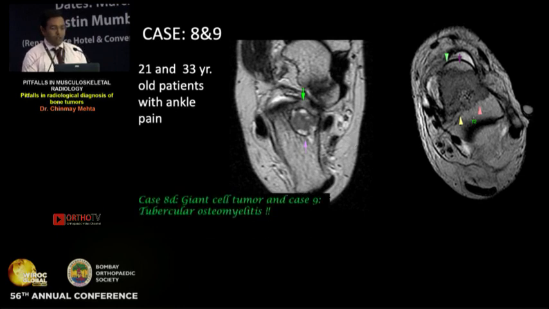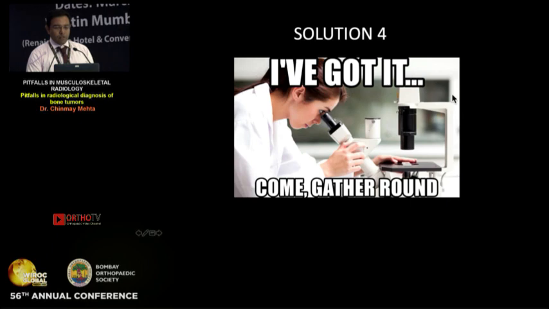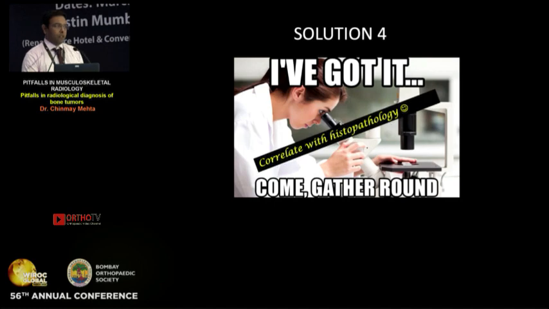What is it? So one of these, this one turned out to be a giant cell tumor, and this one turned out to be tubercular osteomyelitis. So the solution for the fourth one is, at times even we are helpless, and it's the histopathologist or the pathology correlation that helps in solving the dilemma.